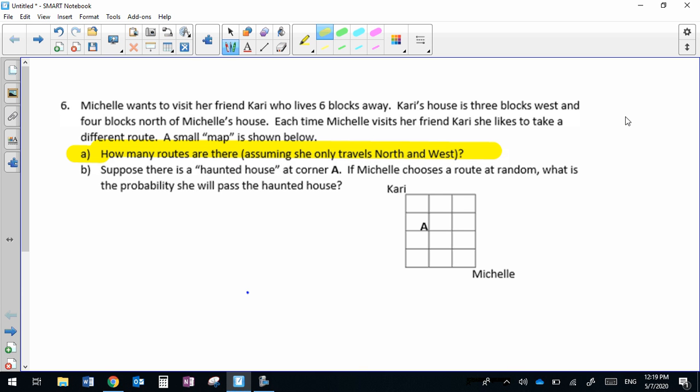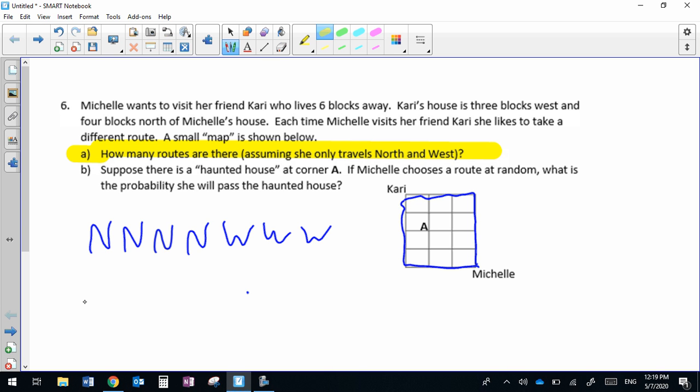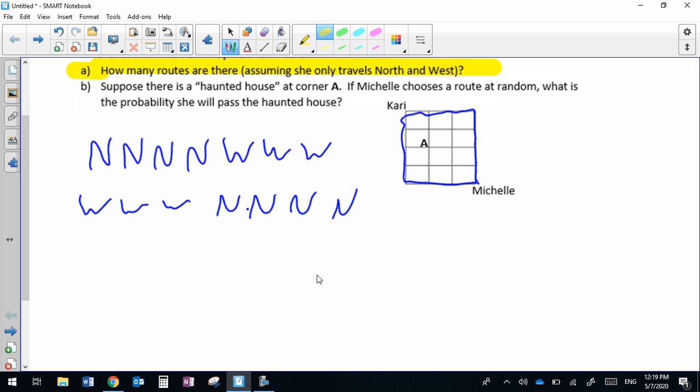We can imagine Michelle's route to Carrie. Here's one option. She goes 4 blocks north and 3 blocks west. And we could say that that's represented by 4 N's followed by 3 W's. Another possibility is she does all her wests first and then north. Well, that would be 3 wests followed by 4 norths. Any route made up of 3 W's and 4 N's is going to work in this case.